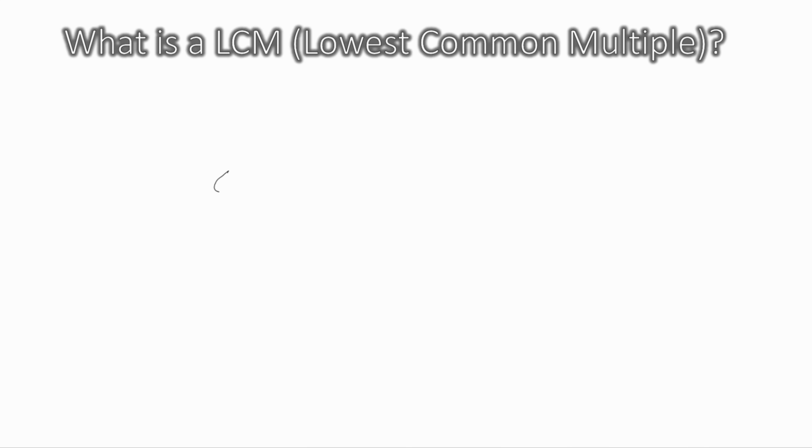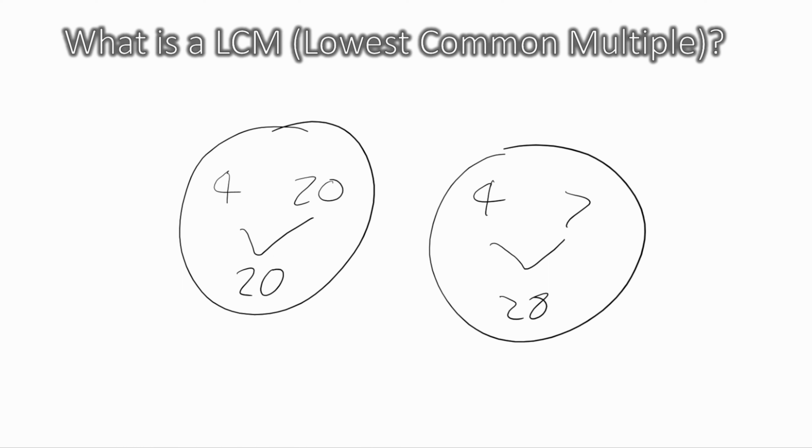For example, 4 and 20. The lowest common multiple of 4 and 20 is 20 because both numbers go into it. Like 4 goes into 20 5 times and 20 goes into 20 1 time. But if we have 4 and 7, then the lowest common multiple of that is 28 because that's the smallest number that both numbers will go into. And one thing with lowest common multiples is that you can only really have these two cases. It's either the lowest common multiple is the biggest number, or the lowest common multiple is the two numbers multiplied by each other. Let's get back to the question.